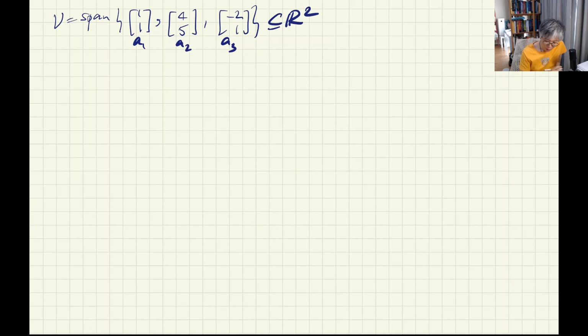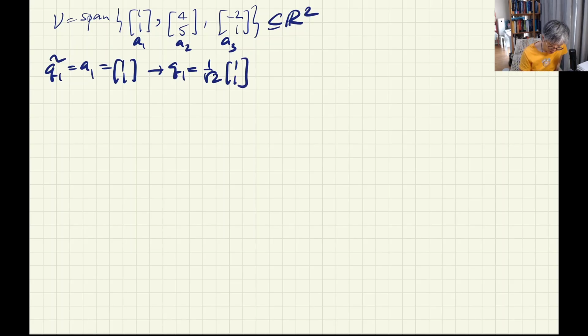Okay, so let's start. The first step of Gram-Schmidt: Q1 tilde is A1, which is (1, 1). It doesn't have a unit norm yet, so you normalize it so that it becomes Q1. So Q1 is going to be 1 over square root 2 times (1, 1).